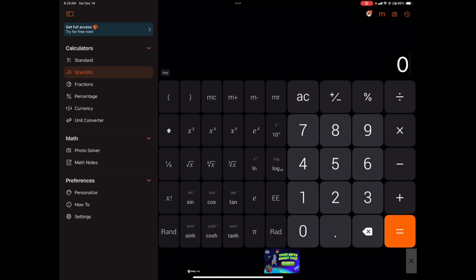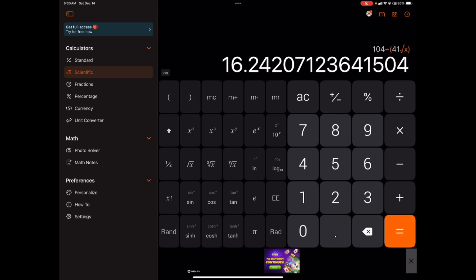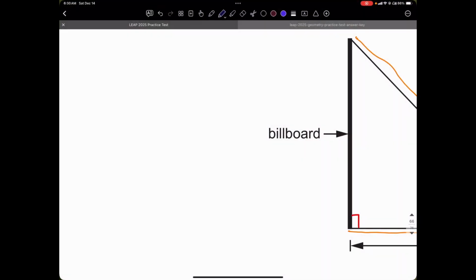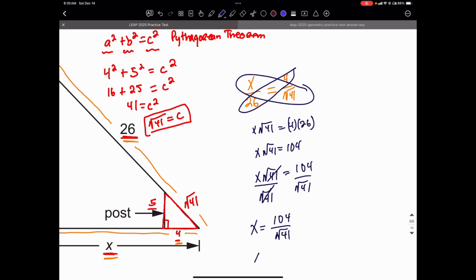So I'm going to do, in parentheses, 104 divided by, in parentheses, I'm going to do the square root of 41, close parentheses, equals. So 104 divided by the square root of 41, which was like 6.3, something like that. So this is 16.24. That's going to be the length of this base. This x would be 16.24. So x equals 16.24.